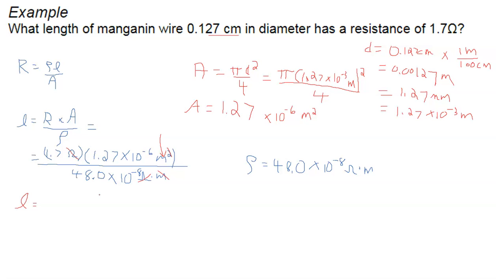Okay, so the length then is our area that we got still in our calculator multiplied by 1.7 and divided by rho, 48 exponent negative 8. And when we do that calculation, I came up with 4.4, and I want to round it up to 4.49. And our unit again is meters.